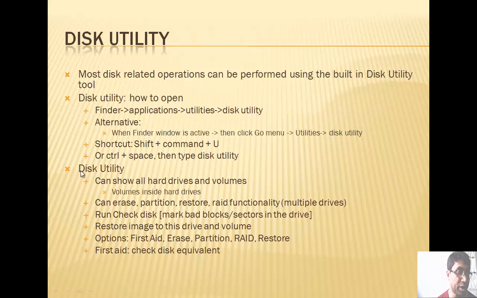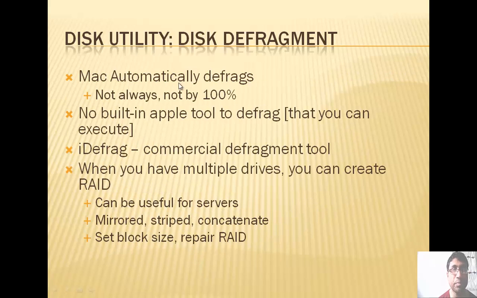So when you open the Disk Utility, you can see these options there: First Aid, Erase, Partition, RAID, Restore. First Aid, I think, is about check disk or scan disk, repairing errors, all those things. Erase is for erasing the hard drive, formatting. Partition is to create multiple partitions, divisions in the hard drive. RAID is to create the RAID. Restore is to restore a disk image into this hard drive. First Aid is the check disk equivalent.